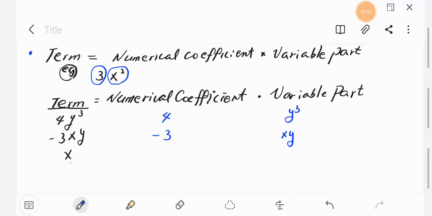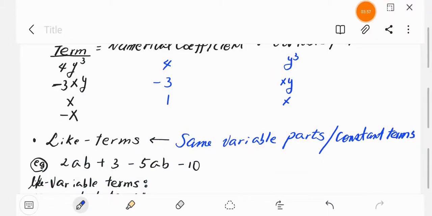And if there is a term x, then what is the numerical coefficient? x is equal to 1 times x. So the coefficient is 1, and the variable part is x. The coefficient is not 0. 0 is different, because 0 would mean 0 times x, which is just 0. It's not an x. So x means 1 times x, and 1 is the numerical coefficient.